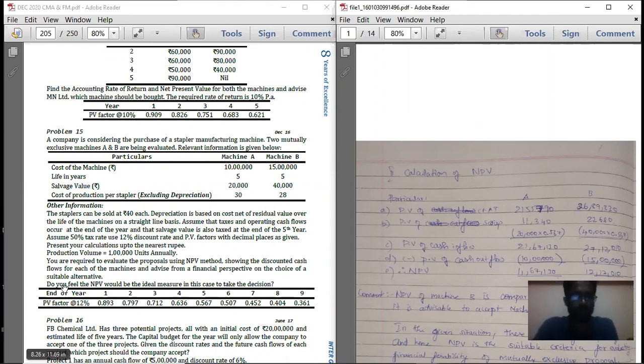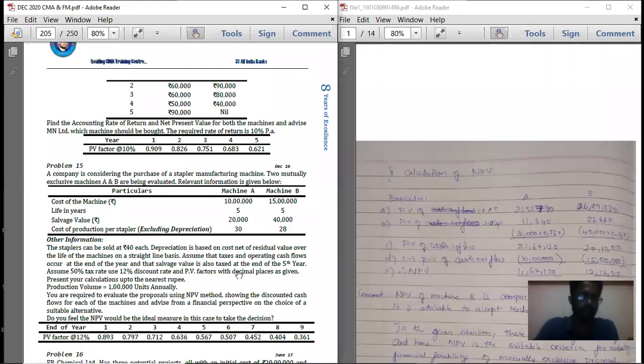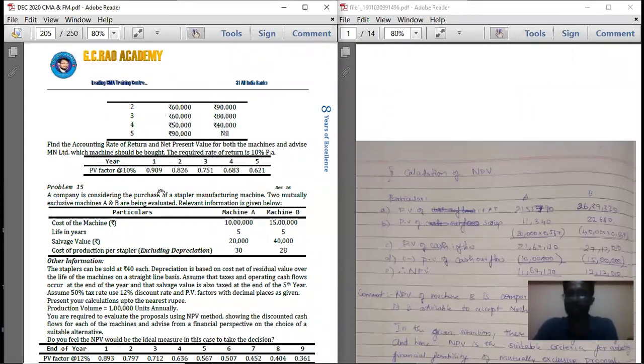So that is the comment which you should give for this particular question, that is, do you feel the NPV would be the ideal measure in the case to take the decision? Because there is no life disparity, it is ideal to evaluate using NPV. So with that we have finished problem number 15. So problem number 15 is also over. So moving on to problem number 1.